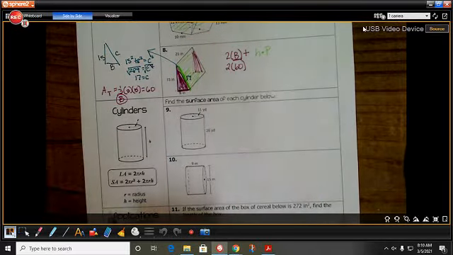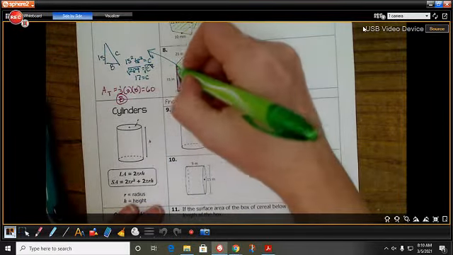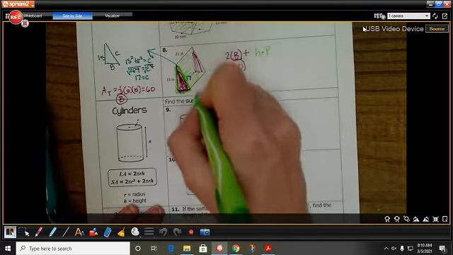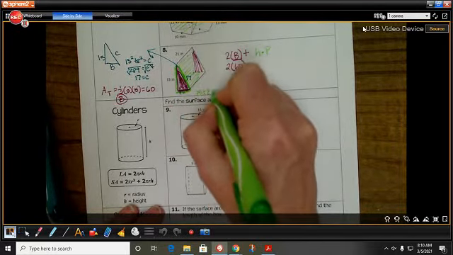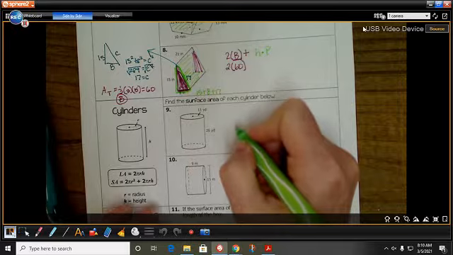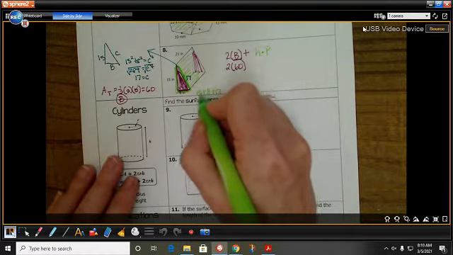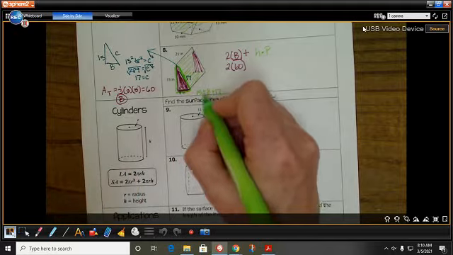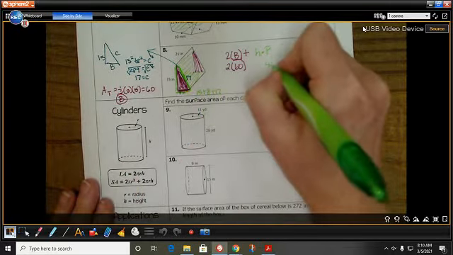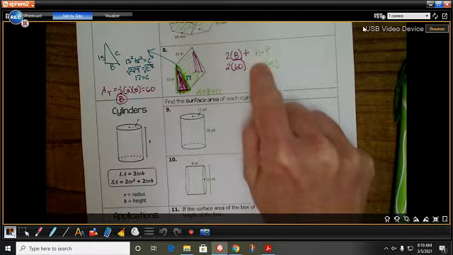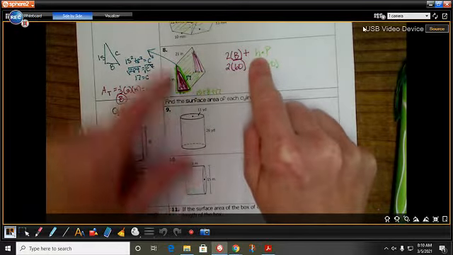So now I can find the perimeter of this base by doing 15 plus 8 plus 17. And that's going to total, let's see, 25, 35, 40. Yes, 40 is my perimeter. And then this height, remember, is the height of your prism. So we did a height of a triangle. Now we're going to do the height of the prism.